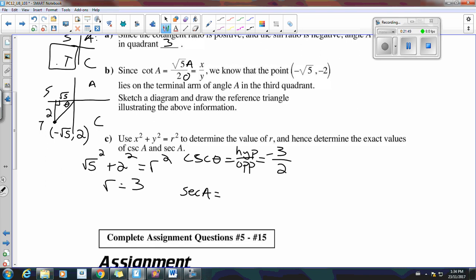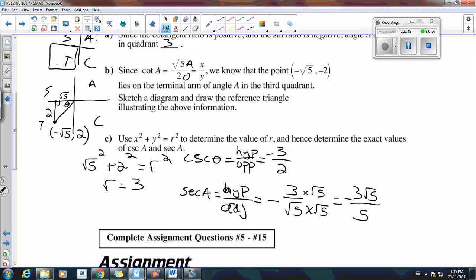Secant A is the reciprocal of cosine, so this would then be hypotenuse over adjacent. It'll also be negative in this quadrant. So the adjacent side is root 5, the hypotenuse is 3. It did say that we wanted rational denominators, so now we should multiply top and bottom here by root 5. This gives me negative 3 root 5 over 5 as my exact value.